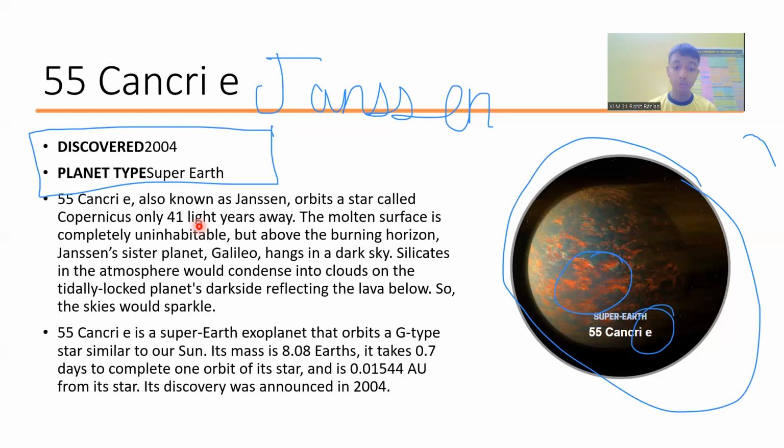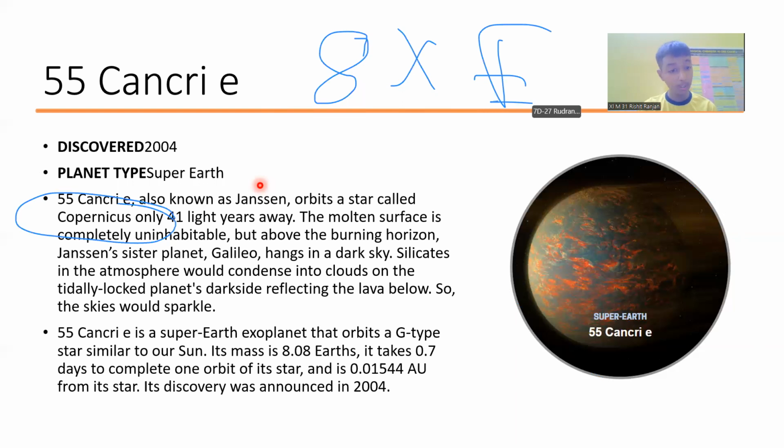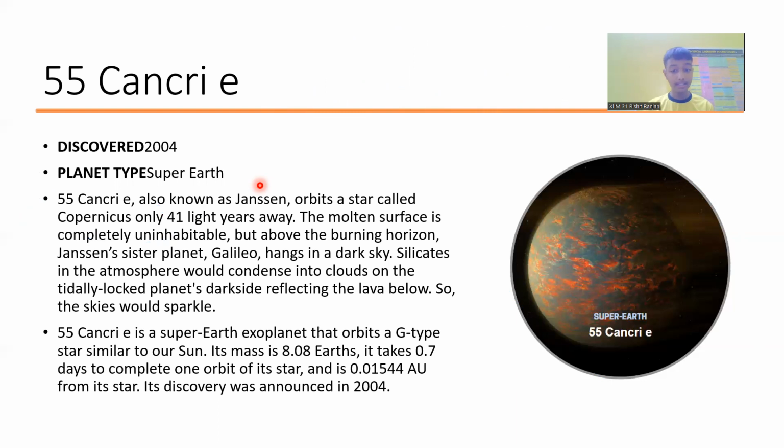55 Cancri-E is a super-Earth exoplanet that orbits a G-type star similar to our Sun. So the star of 55 Cancri-E is similar to our Sun. The star's name is Copernicus, just like we could see here. Its mass is 8 times that of Earth, and it only takes 0.7 days to complete one orbit of its star. It is 0.15 astronomical units away from its star. Its discovery was announced in the year 2004.